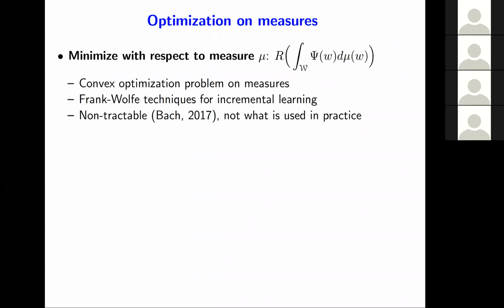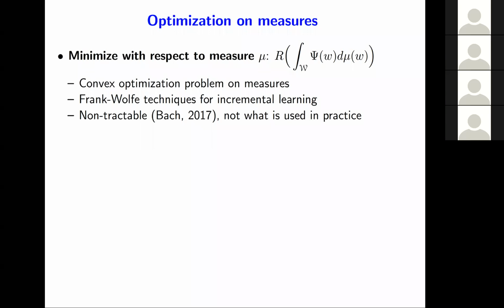So I have a predictor, and I have to check which neuron I should add to my set of existing neurons to minimize the risk. And this can be done. This leads to nice convergence rates. After T neurons, I'm 1 over T away from the optimum.